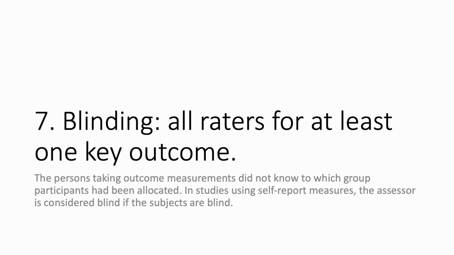Continuing with blinding, criterion 7 has to do with blinding of the raters or the assessors. We want to know if they were blinded for at least one key outcome. So did they not know to which group the participants had been allocated? This can be a little bit tricky in studies using self-report measures because the assessor is essentially the participant themselves. So the raters are only considered to be blinded if the participants are blinded in that same study.